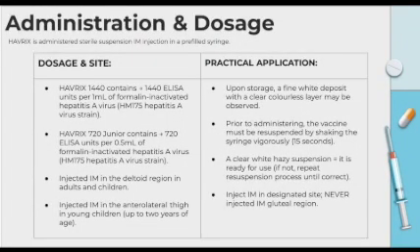Dosage and administration. HAVRIX is given in a sterile suspension IM injection in a pre-filled syringe. HAVRIX 1440 is 1440 ELISA units per 1 milliliter, and HAVRIX 720 Junior is 720 ELISA units per 0.5 milliliters. In adults and children, HAVRIX is administered IM in the deltoid region. In young children, the preferred injection site is IM in the anterolateral thigh.